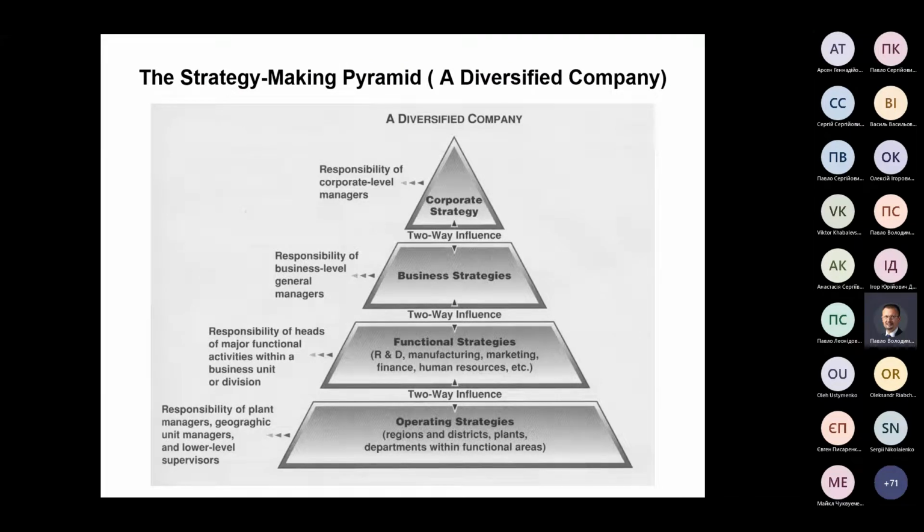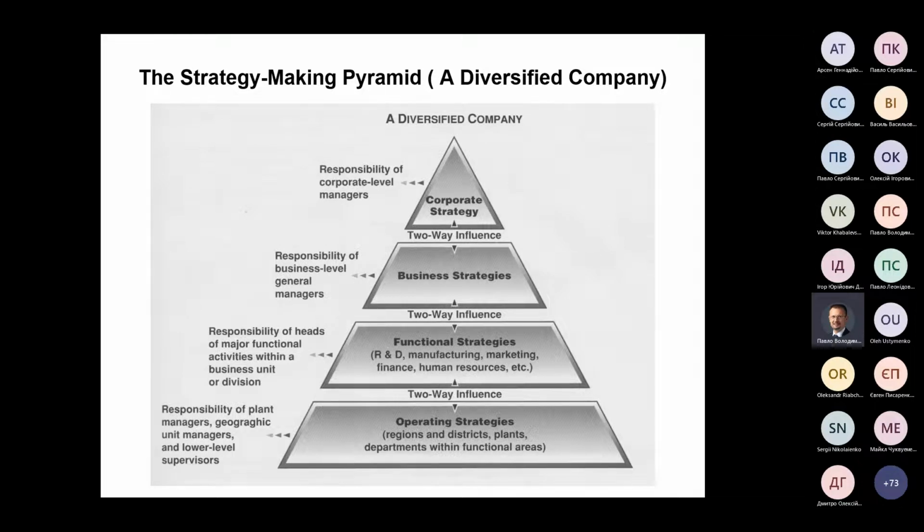To begin with, there are a lot of classifications of companies. One classification divides companies into diversified and non-diversified companies. A diversified company is a company which has at least two strategic business units, or at least two directions of activity.